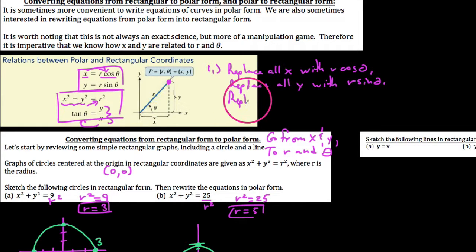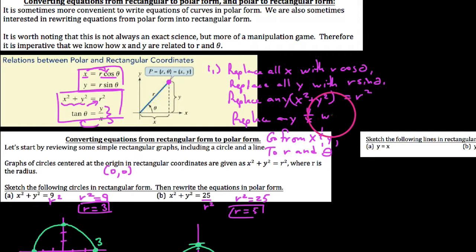Also, we're going to look for this: replace any x squared plus y squared. Now, what does that equal? Well, we know that equals r squared, like that right there. And we could replace any y over x with the tangent of theta, and that would be in terms of theta here. So you can see how we're changing all of our x's and y's into r and theta kind of things.